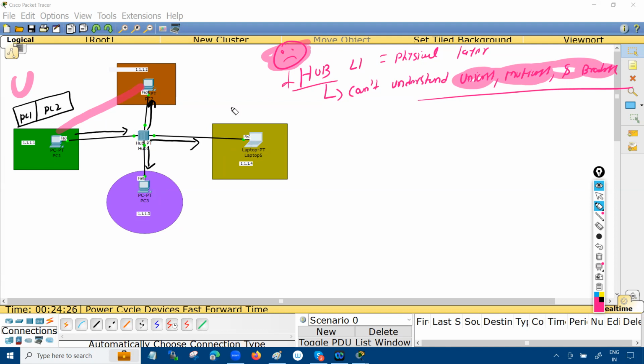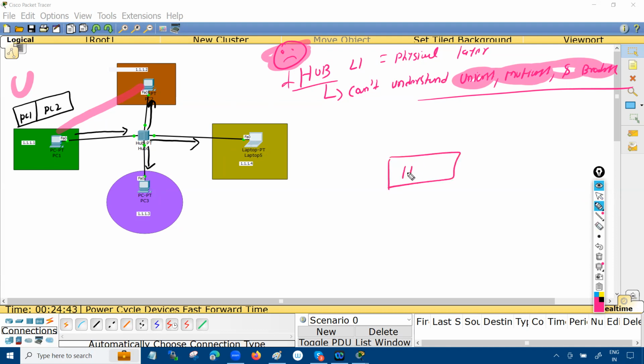This device cannot identify the IP address. This device cannot identify the MAC address. So whenever it receives traffic, it just transmits it to every port. Take an example: if the hub has 100 devices connected, this is the hub.